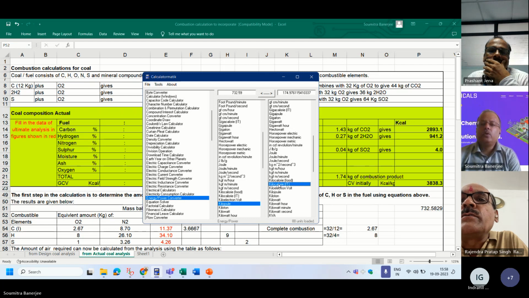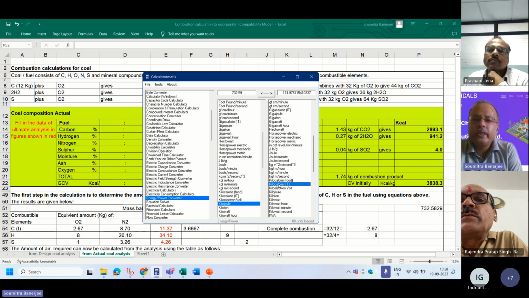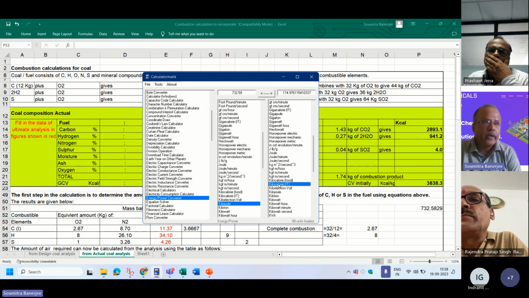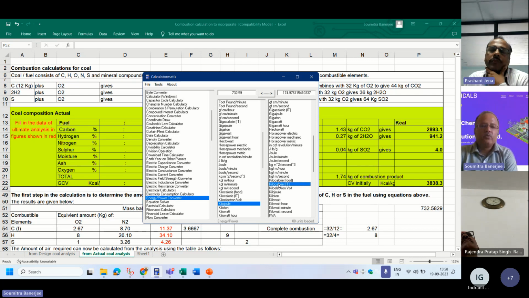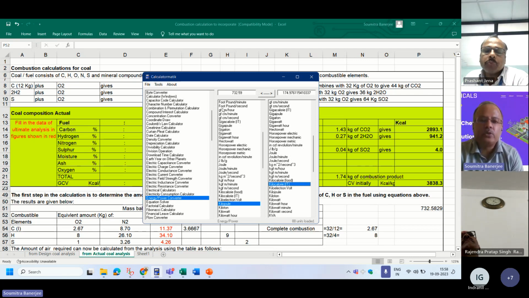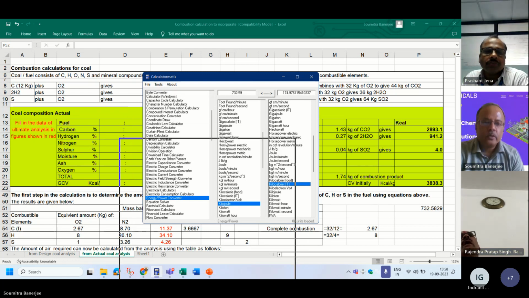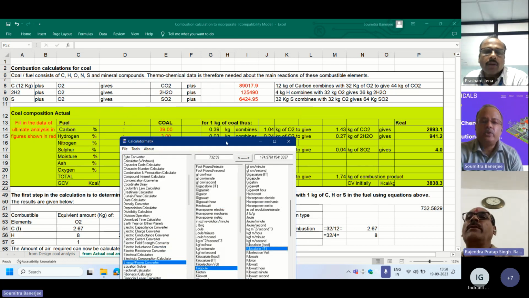174. So that is what I was saying. 941.2 is much higher than 174.97. So ultimately, the energy which you are getting is higher if hydrogen is higher. That is what I meant. Have you understood, sir? Jena, sir? Yes.